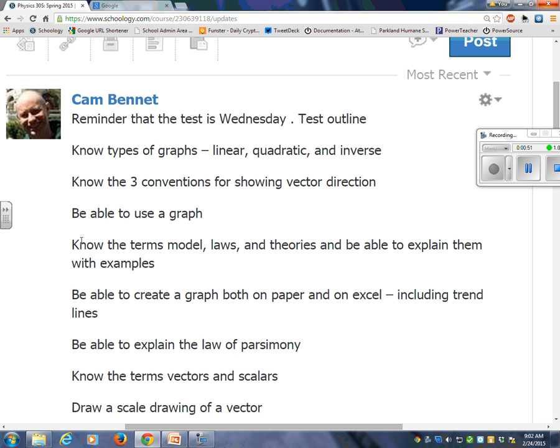Know the types of graphs: linear, quadratic, inverse. I'll tell you right now, it's just multiple choice, because it's easy to mark and all that stuff.